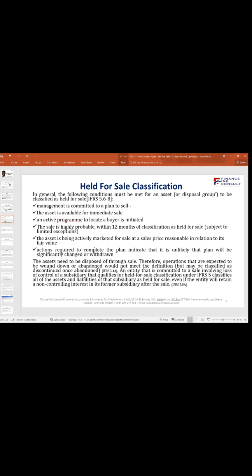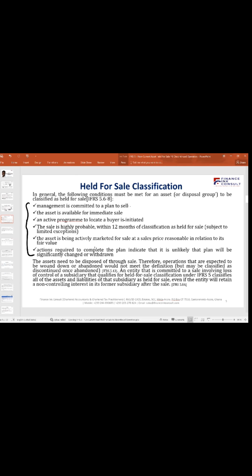Okay. So in general, the following conditions must be met for an asset or a disposal group to be classified as held for sale. One, management is committed to the plan of sale. Management should be committed to the plan to sell the asset. Two, the asset is available for immediate sale. So don't say, oh, the asset is somewhere, we have to go and fix it, patch somewhere, repair, upgrade. No, then it doesn't meet the criteria. At the time, the asset should be available.